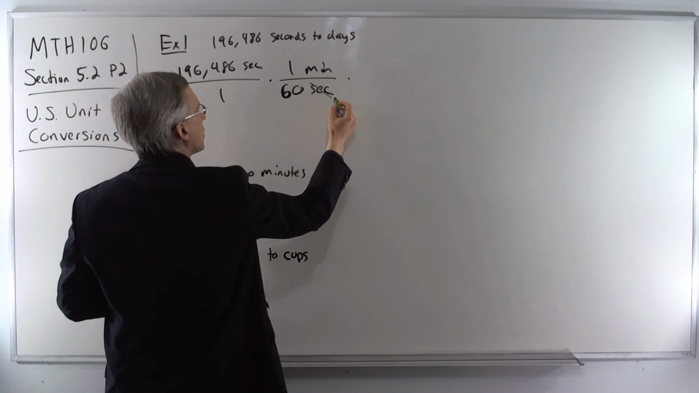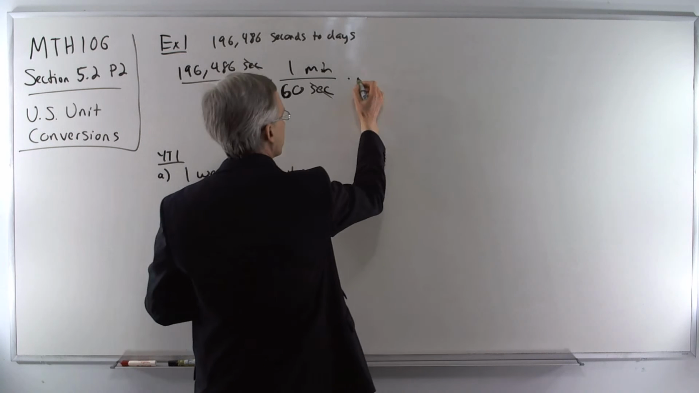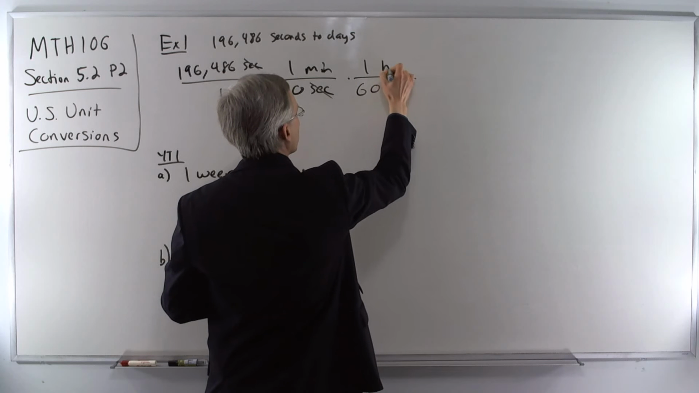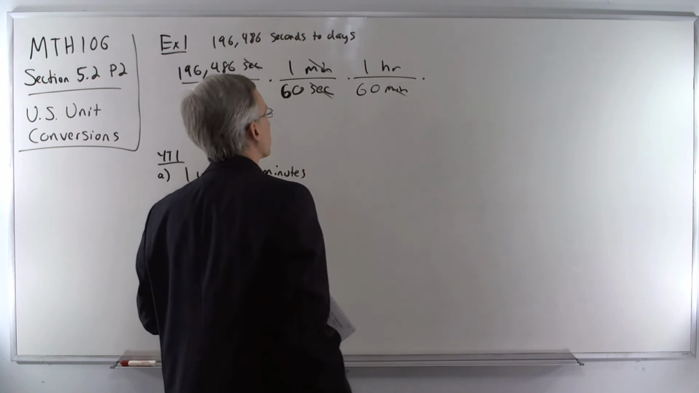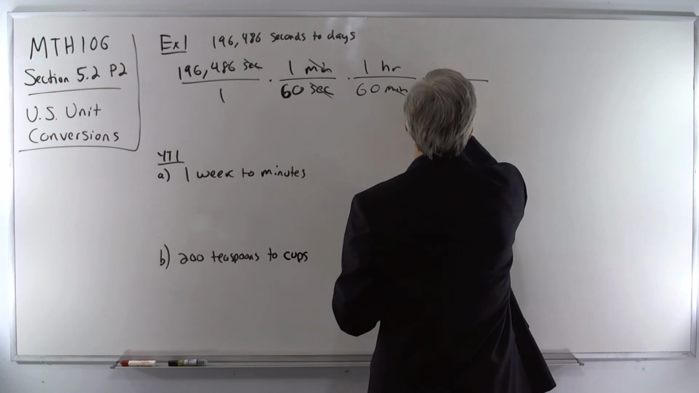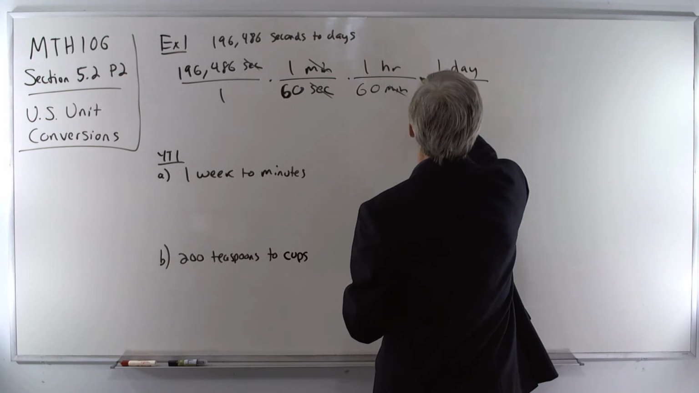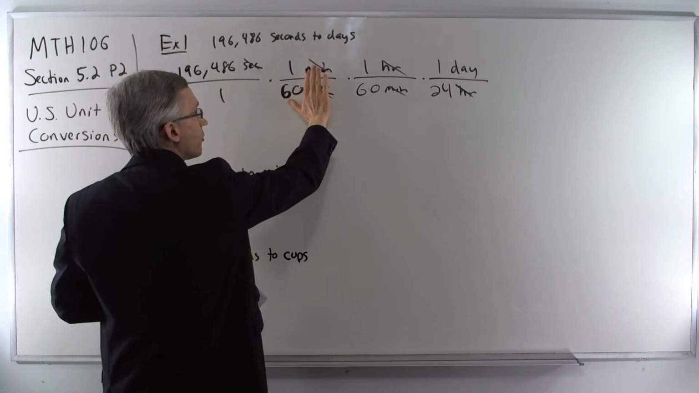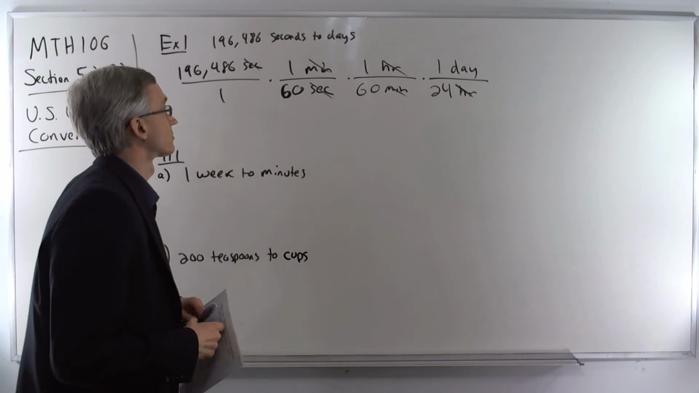All right, now we're at minutes. We're going to go from minutes to hours now. So 60 minutes, 1 hour. And the minutes on top, minutes on the bottom cancel. Finally, we want to go to days. So we got 24 hours in 1 day. So we got it set up correctly because all the units are gone that we don't want, and we're left with units we do want in the numerator.